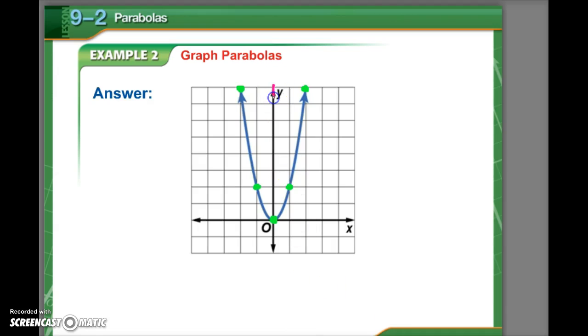And here is our axis of symmetry, right down through the y-axis. Since x equals 0, there's our axis of symmetry, and notice how there's symmetry on each side. This is 1 space to the left, 1 space to the right. 2 spaces left, 2 spaces right.